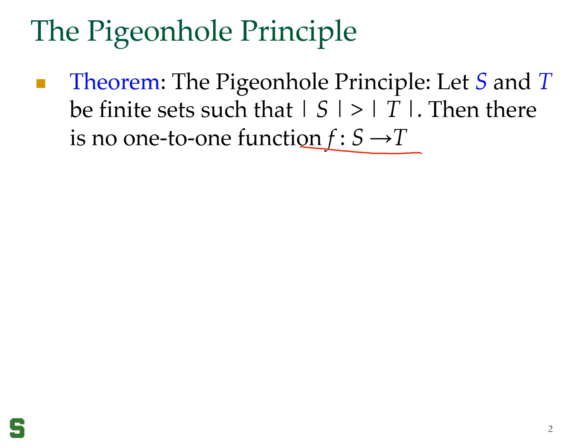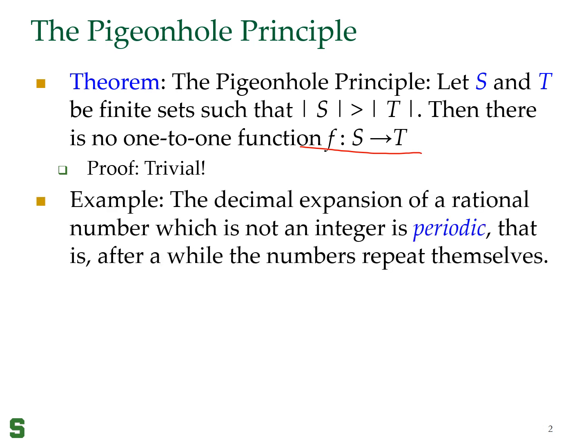There are lots of different ways this principle is described. You might have heard it described as: if you have n holes and you have n plus 1 pigeons, then at least one hole must have at least two pigeons. The proof is trivial, we are not going to get into it.